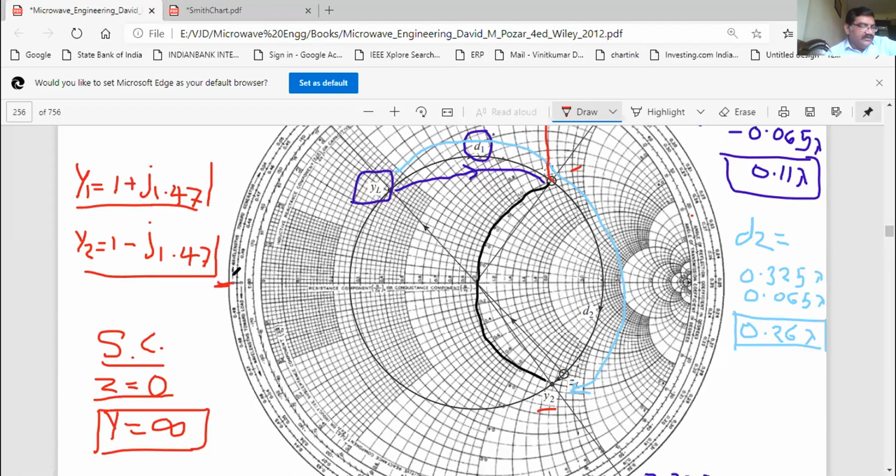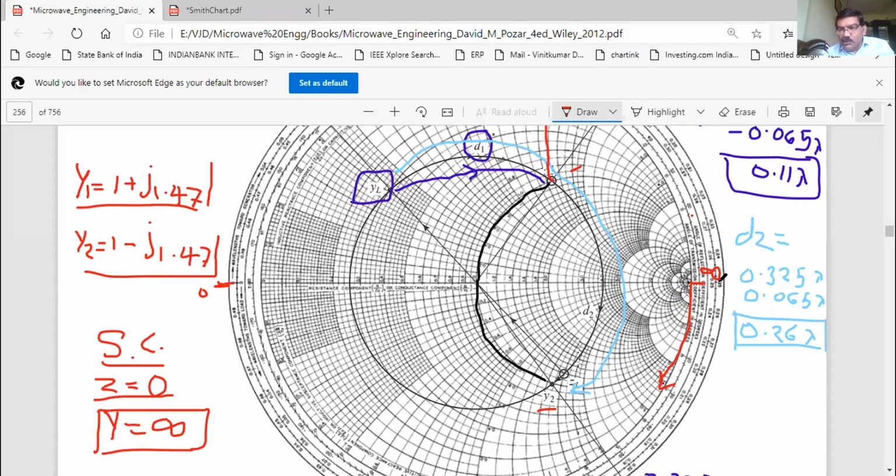Anyone? On the left-hand side of the Smith chart, the point is 0, correct. And on the right-hand side of the Smith chart, it is infinite, correct. So this will be your reference, and you have to go clockwise from this point. So this is your reference.